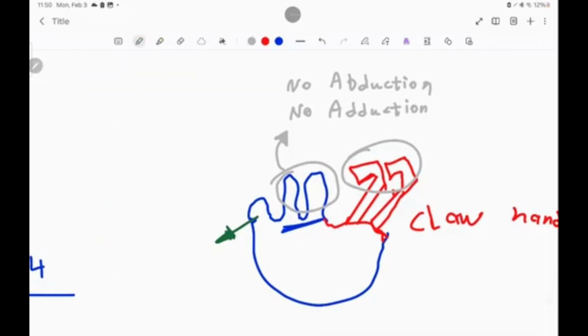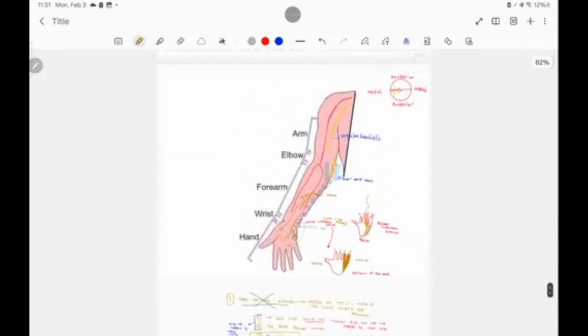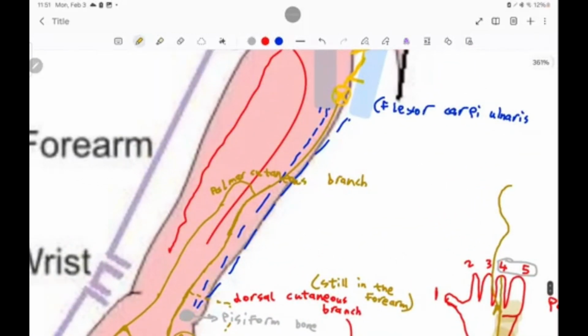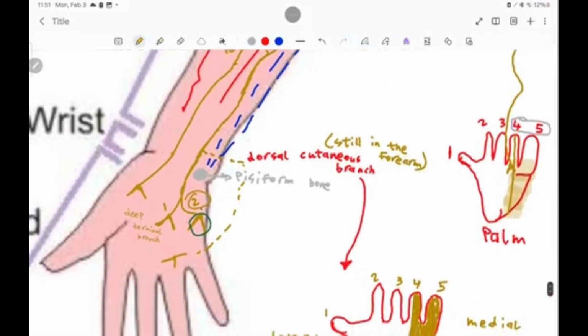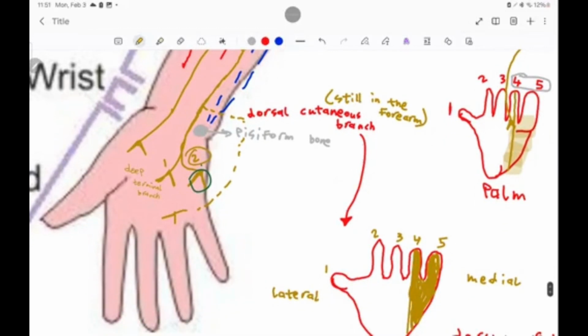Okay. And finally, as we said, loss of sensation in this area. You cannot feel because we lost sensory innervation. The sensory innervation came from, first, the palmar cutaneous branch, which supplied the palm of the hand that corresponds to the fifth and half of the fourth finger.